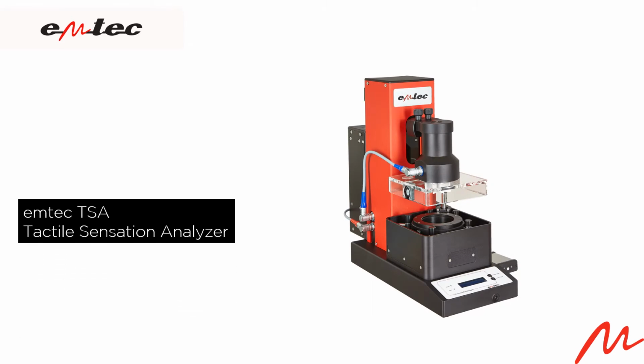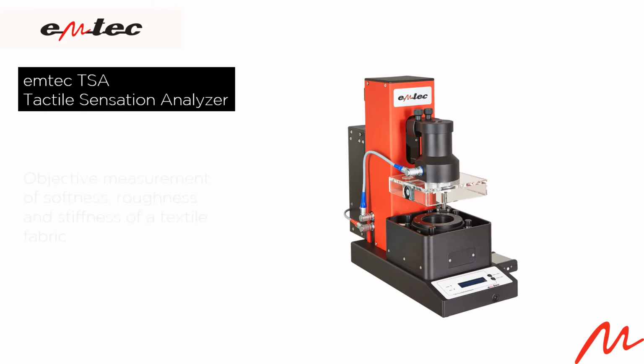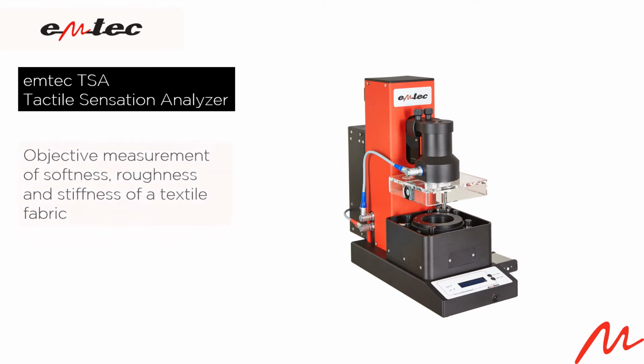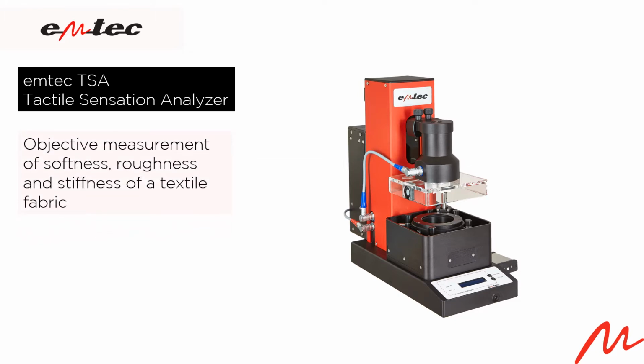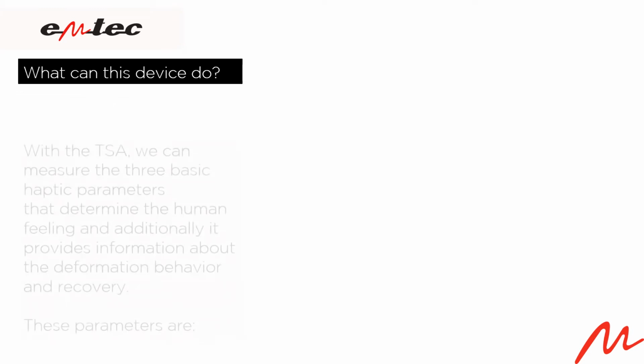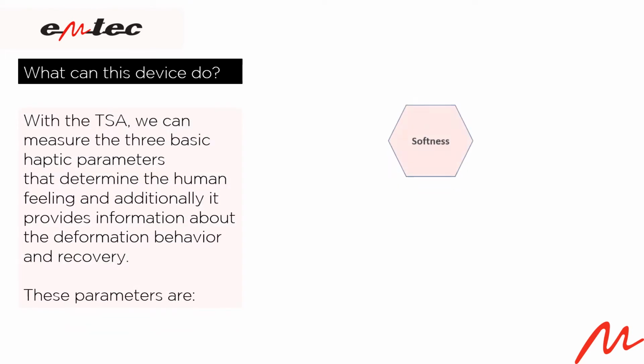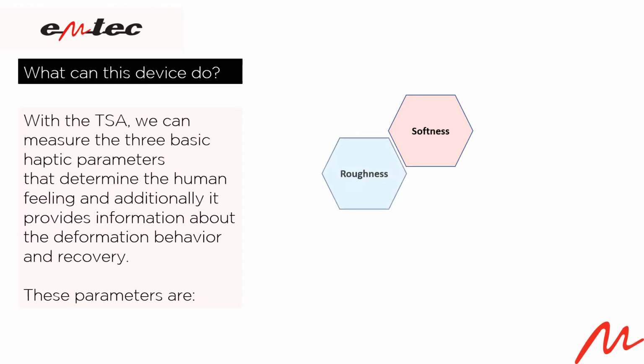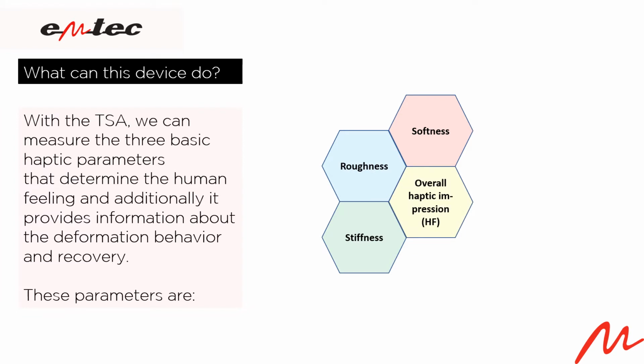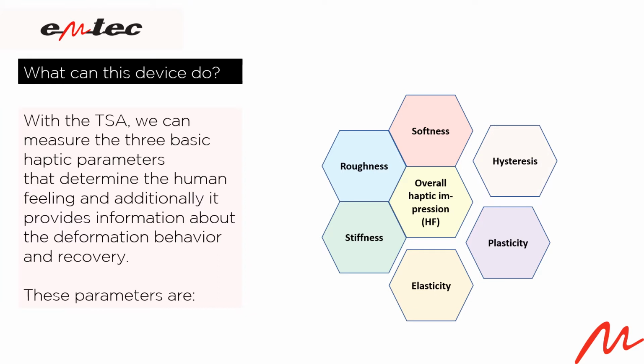The Emtec is a tactile sensation analyzer, an objective way to measure softness, roughness and stiffness of a textile fabric. With the device, we can measure the three basic parameters that determine human hand feeling: the softness, the roughness, and the stiffness. But also the elasticity, plasticity, and hysteresis are measured, and also these three have a certain influence to the overall haptic impression of a human.